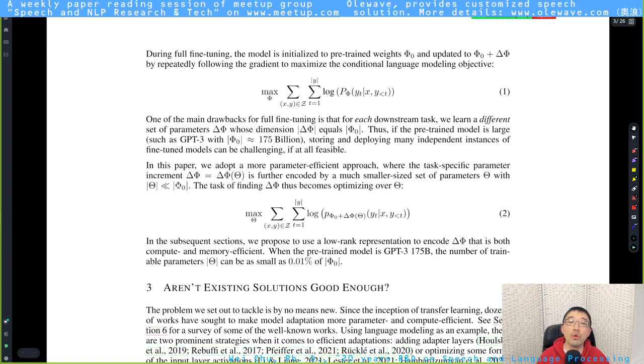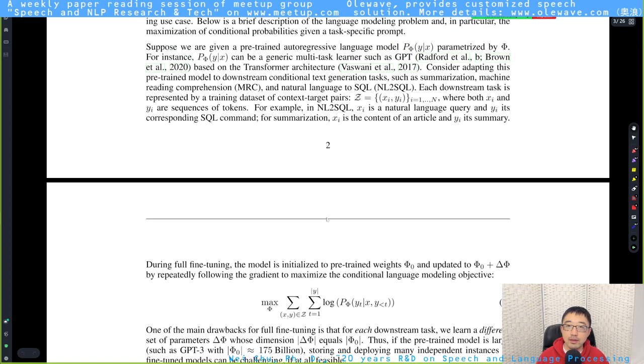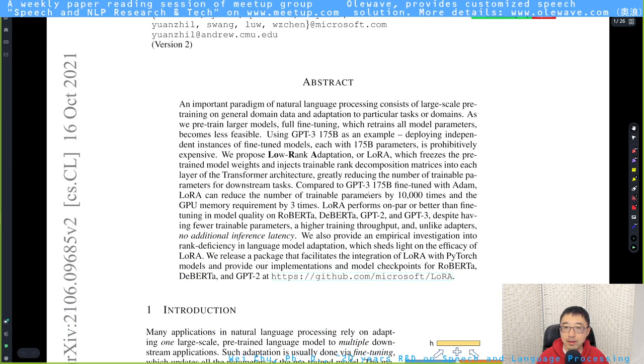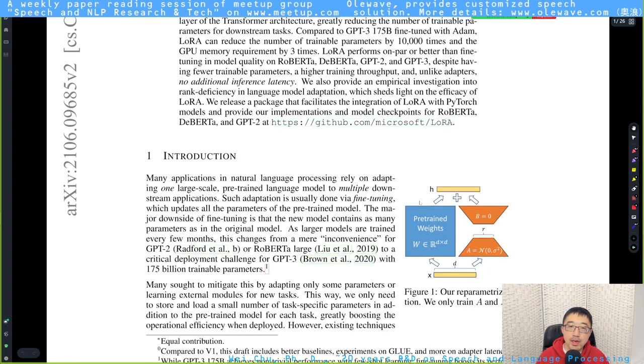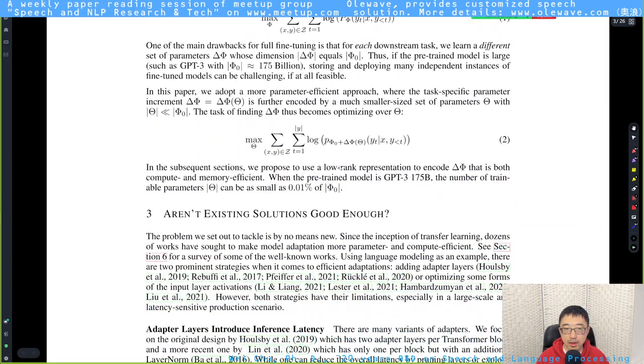And you don't have to learn 175 billion parameters from your fine-tuning data set, okay? All you have to do is learn, like they mentioned, about 0.01%, which is 1 over 10,000 of the size of phi zero, as mentioned in their abstract. So they were capable of reducing the number of parameters by 10,000 times. In this case, if this is 175 billion parameters, you probably just need to learn a few million parameters, right?